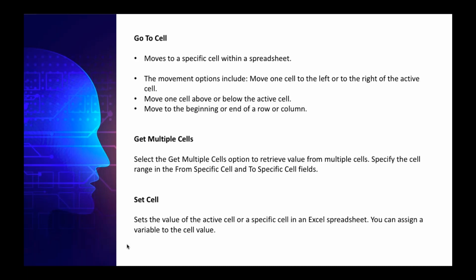Go to cell goes to a specific cell in the spreadsheet. What is get multiple cell? Sorry, I'm talking about get multiple cell here. This command is used to get the data from multiple cells, as the name says. Now, what is set cell? It sets the value of any particular cell. Let's go for the next slide.